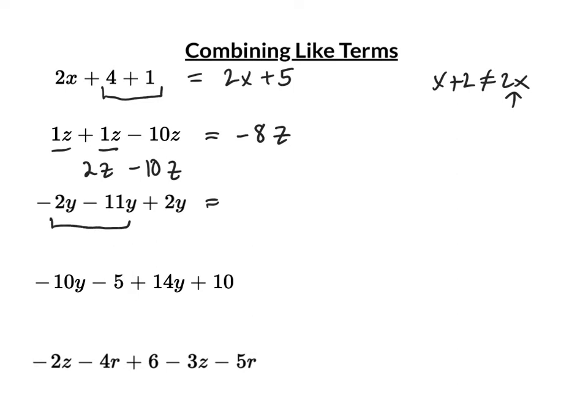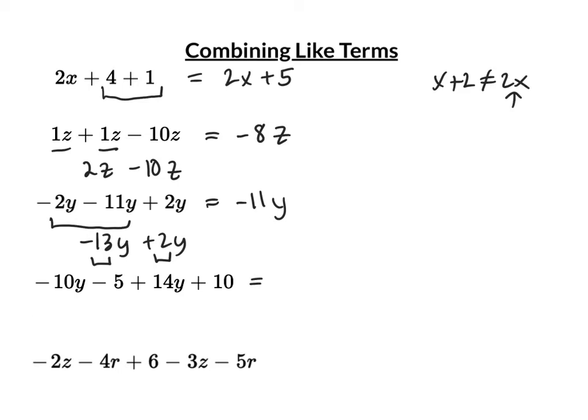Negative 2y minus 11y. If I take away 2 y's, and then I take away 11 more y's, I took away 13 y's. Negative 13y plus 2y. And negative 13 plus 2, if you owed somebody $13 and you had 2 and you gave them the 2, you'd still owe them 11. Negative 11y. Again, I'm just adding the coefficients. Coefficient is the word you need to know.